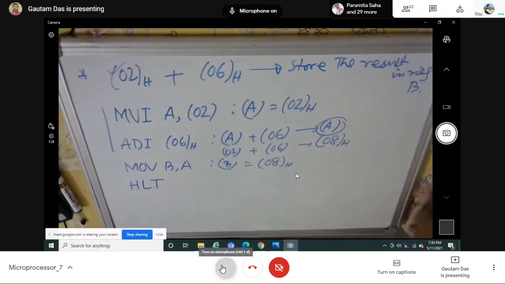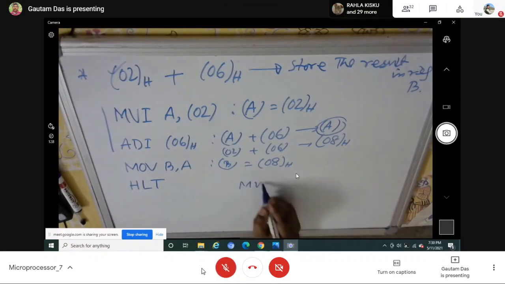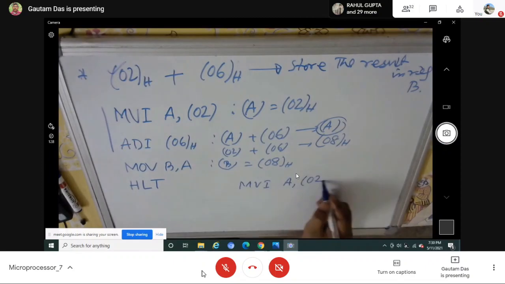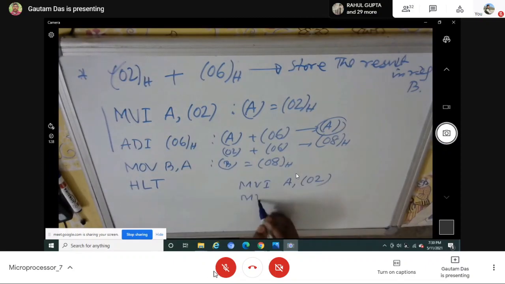Sir, if we had used two registers, would that be wrong? Meaning, you are telling MVI A, 02, again you are telling MVI C, 06, then you are telling ADD C, then MOV B comma A. Yes sir. So this will also do. This program will also give you the correct result.